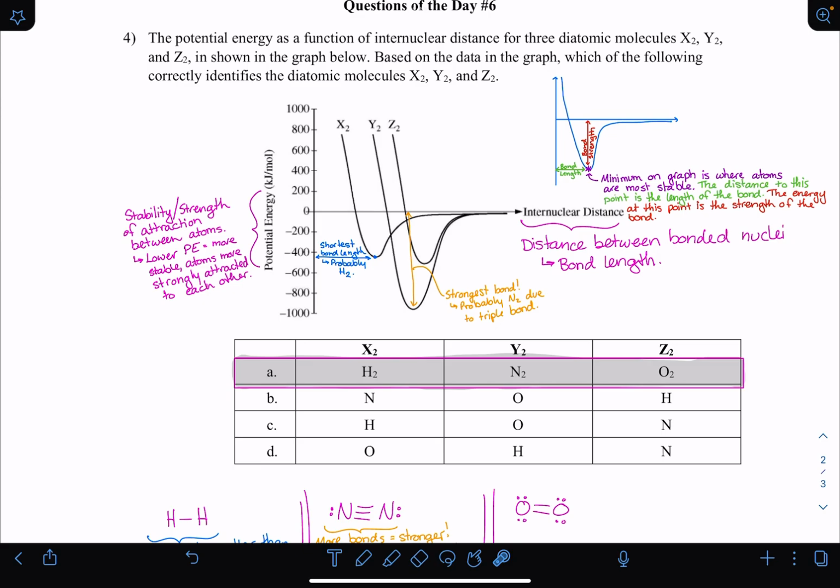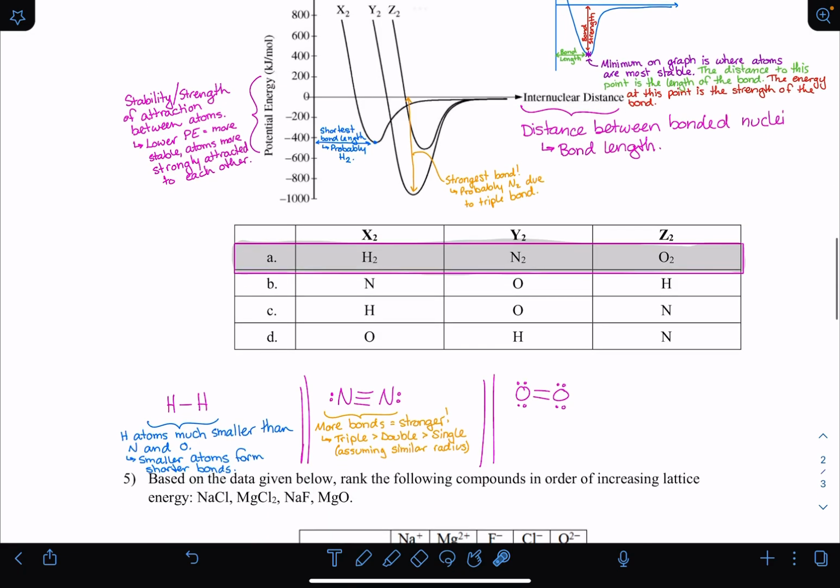So we can see that we have 2 bonds that are kind of similar in length, 2 bonds that are kind of similar in strength. This one is much shorter than the other 2. This one is much stronger than the other 2. So what we want to think about is what affects length, what affects strength, and how do those relate to the structures of hydrogen, nitrogen, and oxygen molecules.